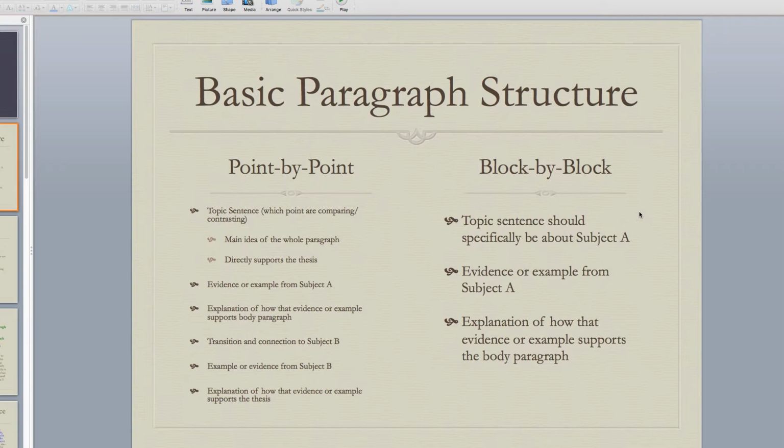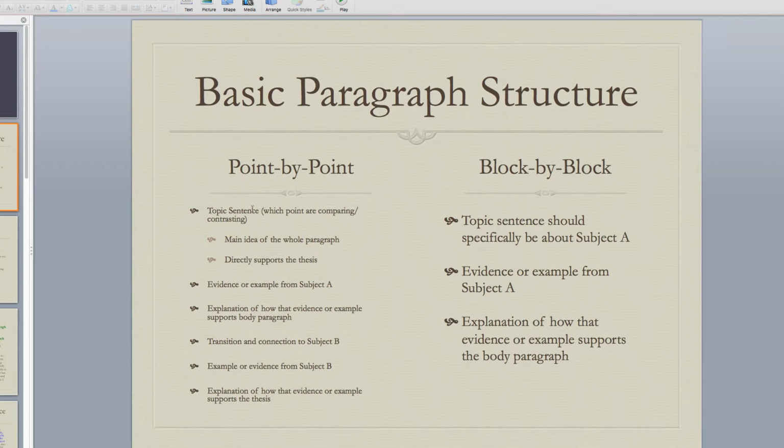So be sure, if you do choose the block by block structure, that you are cognizant that you really need to make sure you sort of tie those subjects to each other. But in the paragraph alone, that's what I'm talking about here. In the point by point, we are going to make sure we have a topic sentence, right? Which point are we comparing and contrasting, right? Of course, a topic sentence is the main idea of the whole paragraph, and it should directly support the thesis here.